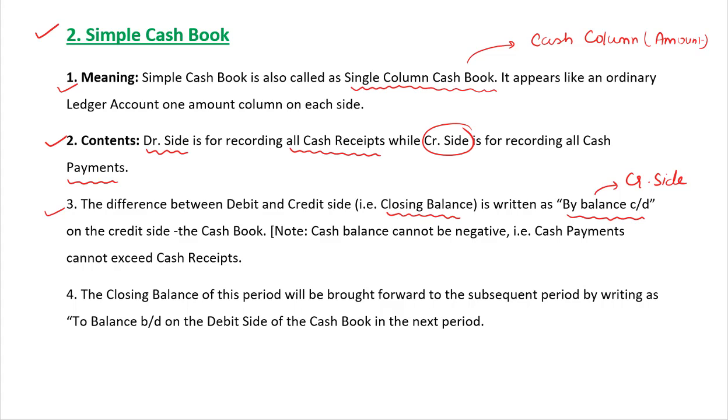So on the credit side of the cash book, let's see the note. Cash balance cannot be negative. That is, cash payments cannot exceed cash receipt. Supposingly, we have cash receipt of 10,000. So cash payments would be either equal to or less than 10,000. I hope it is clear.